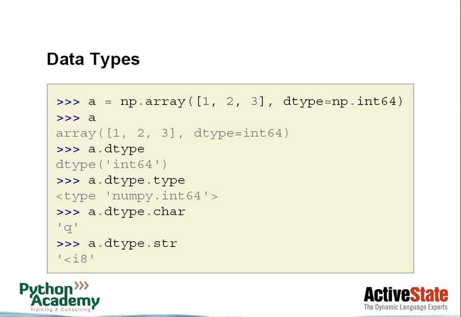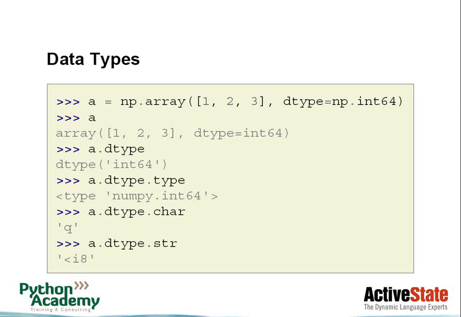Okay, let's look at the data types. So now I create an array again with just 3 numbers, 1, 2, 3, and I say I would like to have the data type int64. And now I have int64. And this data type has a few properties. So if you say dtype, I can see it's int64.